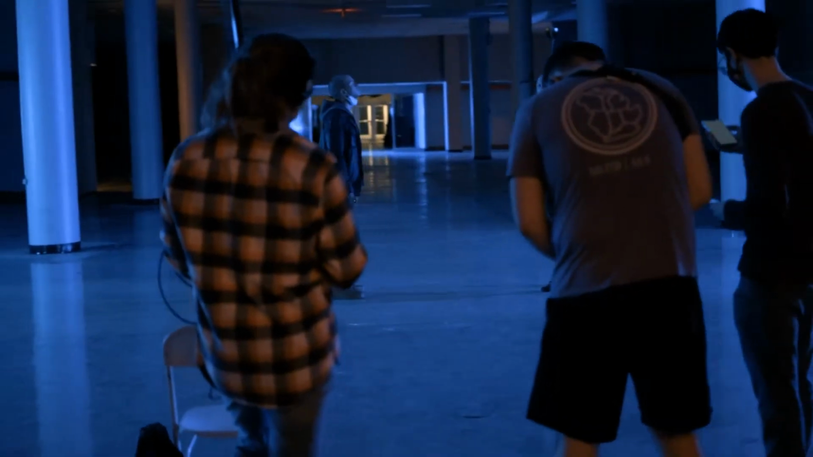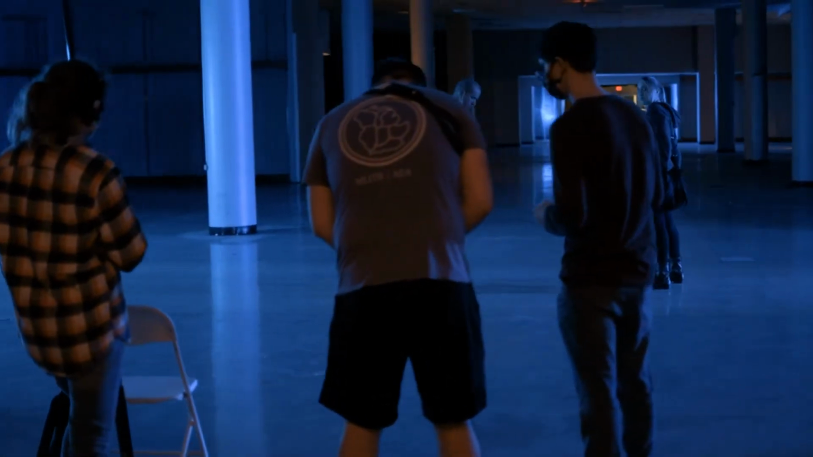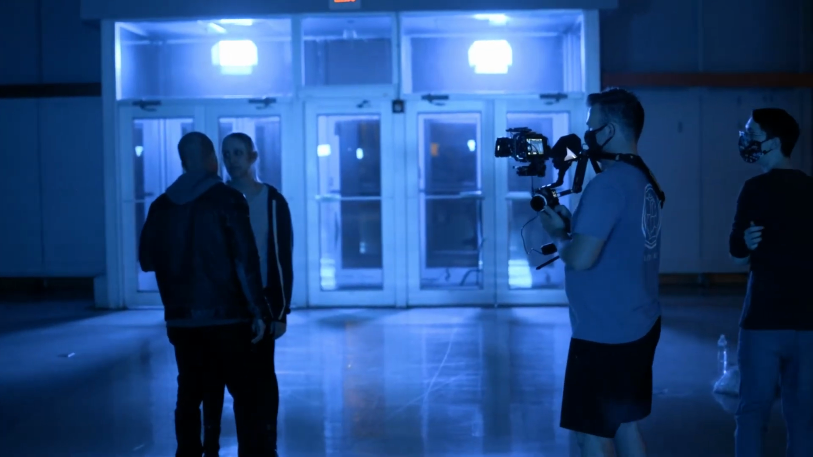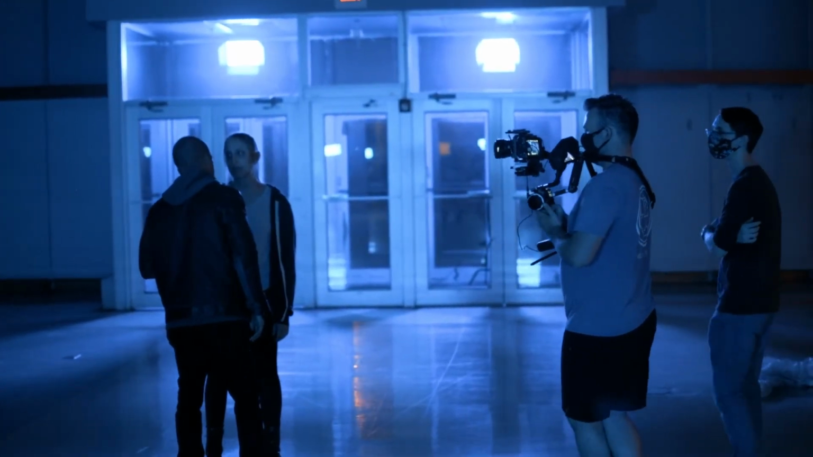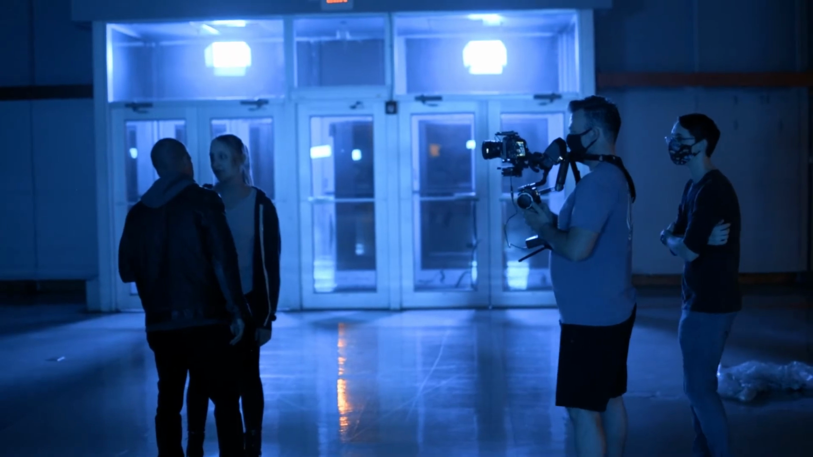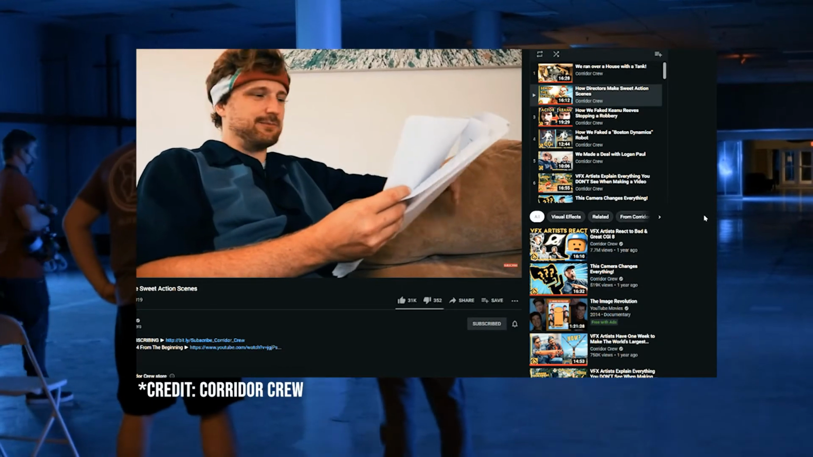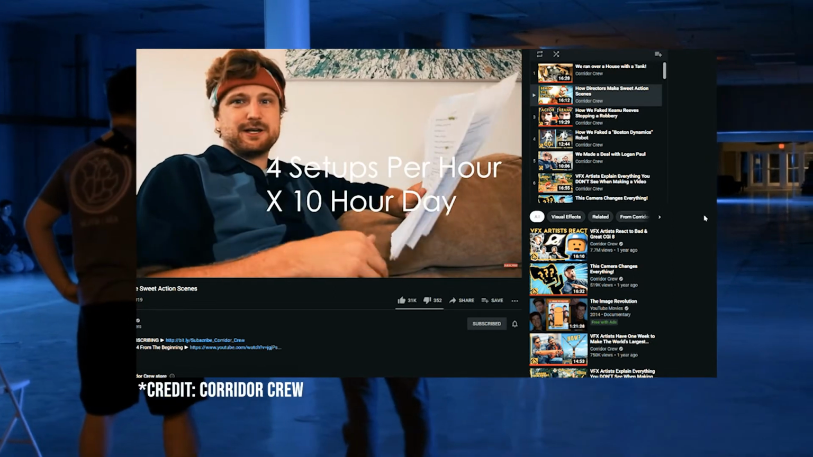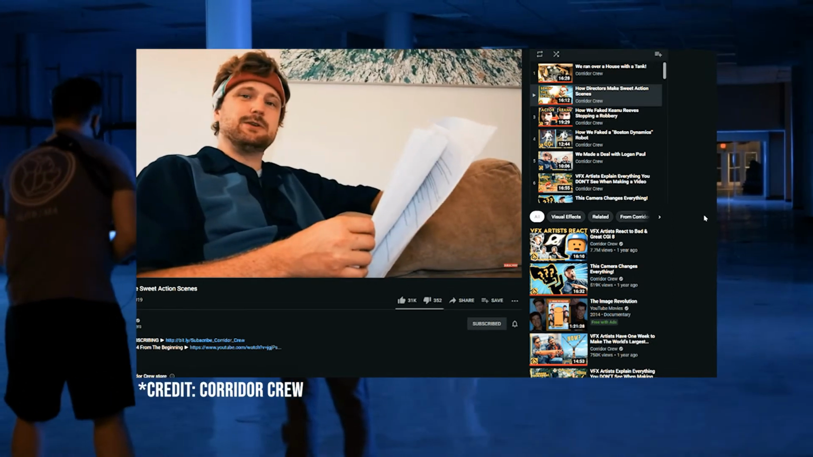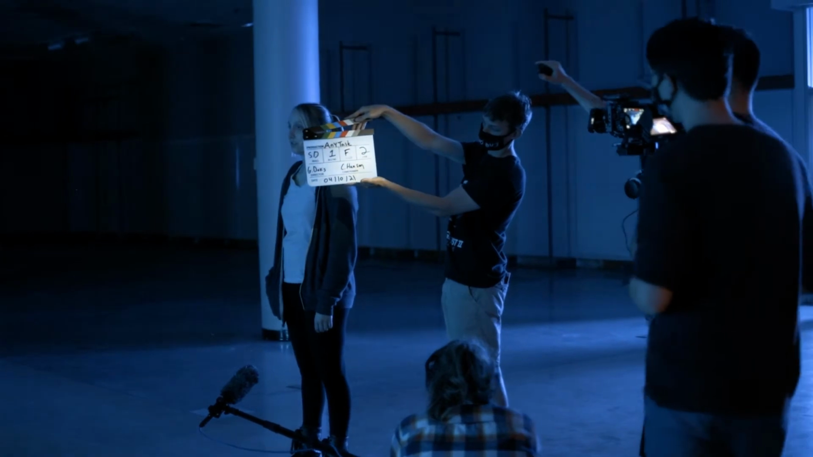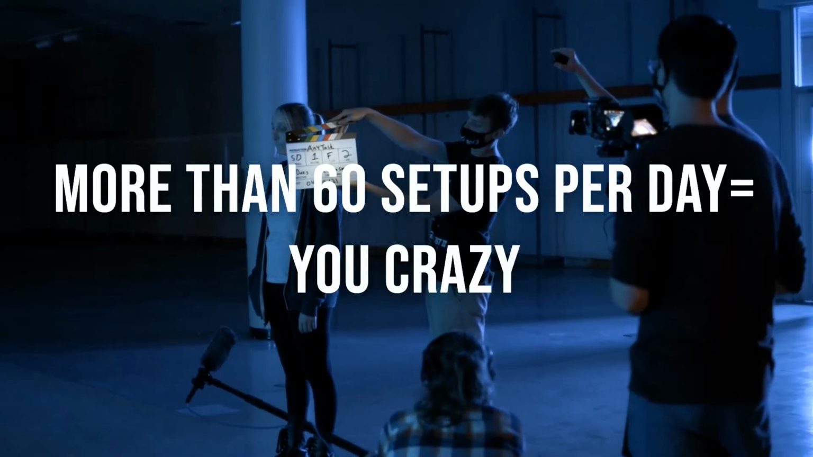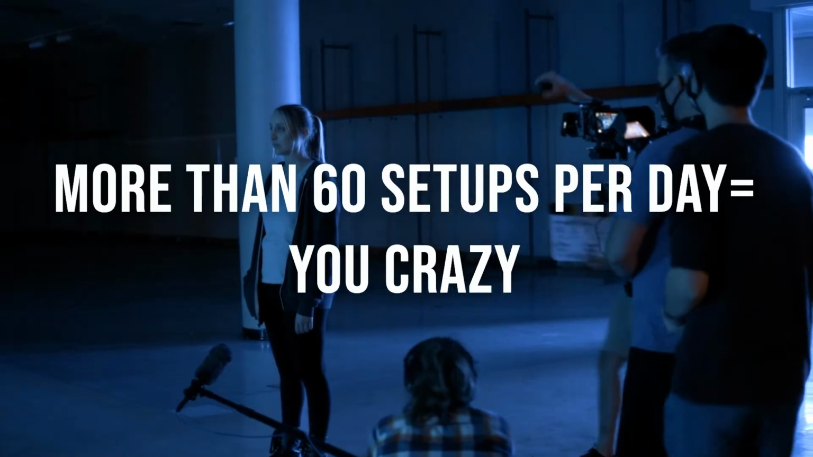Now, the amount of time it takes for setups can kind of vary between your sets, as I had mentioned previously, but a good standard that I've been going by is based off of what Nico on the Corridor Crew said. He says that if a setup takes about 15 minutes to set up on average, and you have a 10-hour day, then you can do about 40 setups in a day. And he also goes on to say that if you try to do more than 60 setups per day, you are out of touch with reality, as he goes on to quote.